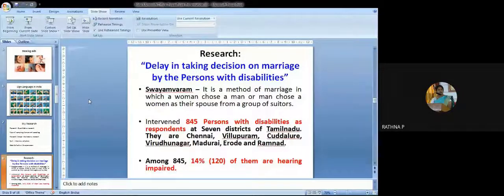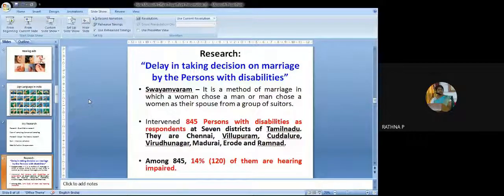So this is my research topic: delay in taking decisions on marriage by persons with disabilities. I have got to know that non-disabled people get married at the age of 18 to 21 or 25, not more than that. But disabled people, after 30 plus, start taking decisions on whether to go for marriage or not. So there comes my question: why don't we do research? What is the reason for the delay in their marriage, and the delay in taking decisions?